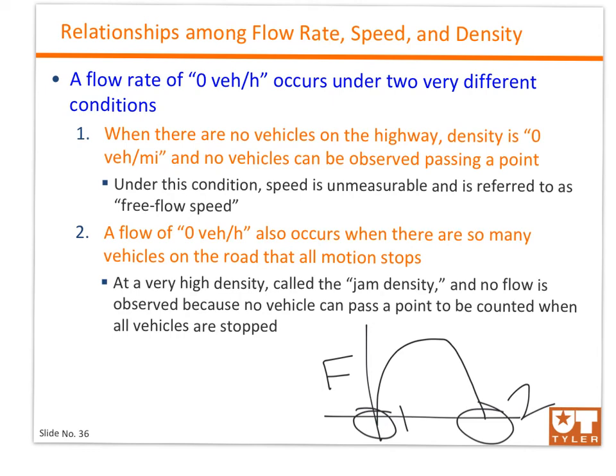While the other condition is way different. Again, it's a flow equal to 0 vehicles per hour. This also occurs when there are so many vehicles on the road that all motion stops. This is what we call the jam density, where the intersection or the highway is fully occupied by vehicles to an extent that no vehicle can move by any means. So that's the jam density, and again the flow is equal to 0 simply because all the vehicles are stopped.